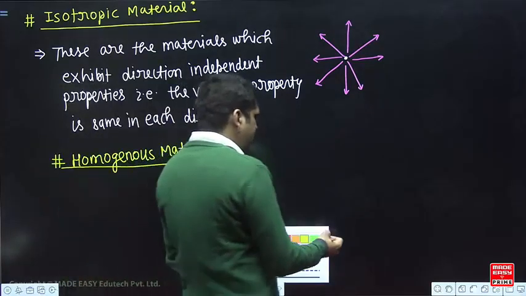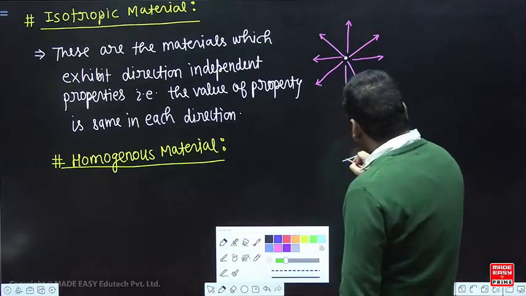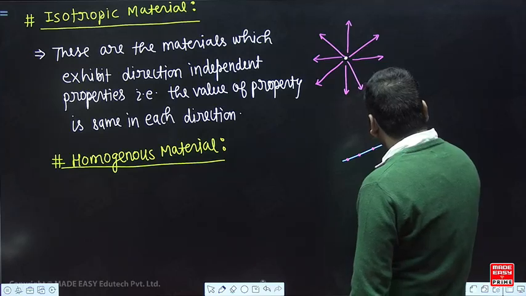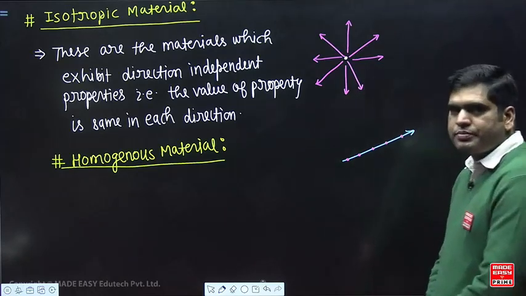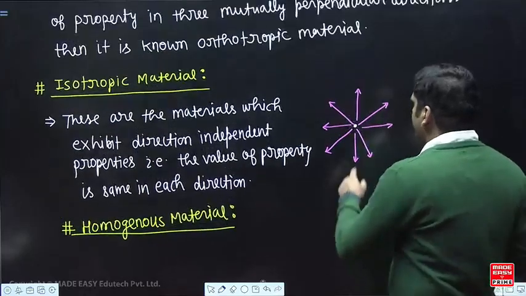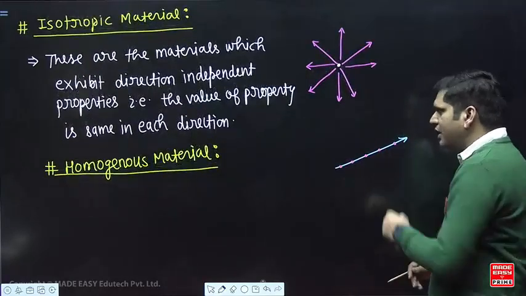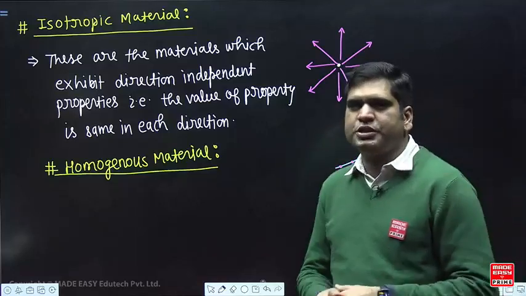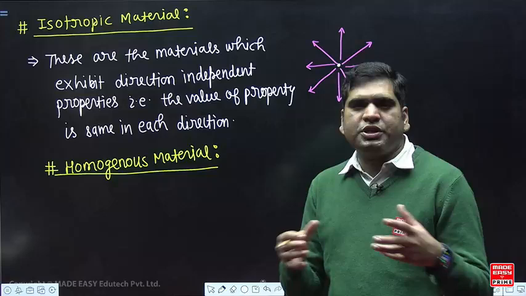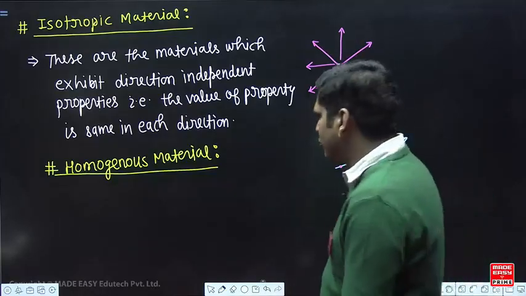Let us suppose this is a direction, any direction, and if you measure the value of property at different points in the direction and you get the same value, then material is homogeneous. You need not be confused with isotropy. Isotropy is in different directions, whereas here we are saying that in a direction, if at different points you get the same value of property, then material is homogeneous. And if the material properties differ from point to point in space, then the material is non-homogeneous.